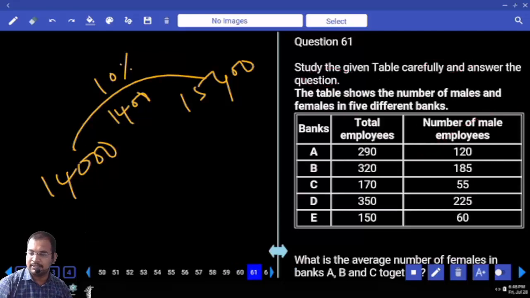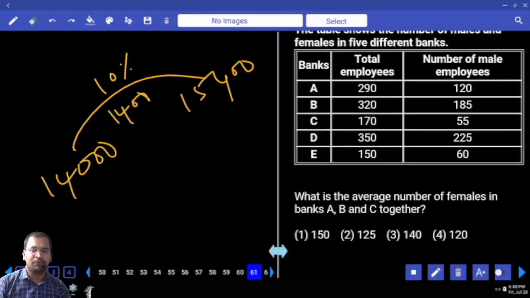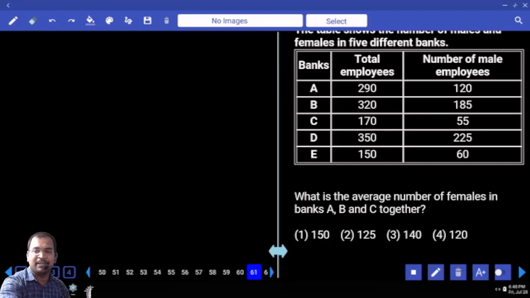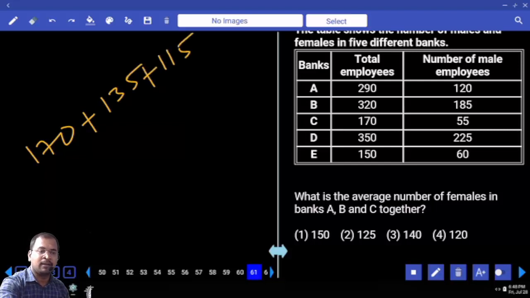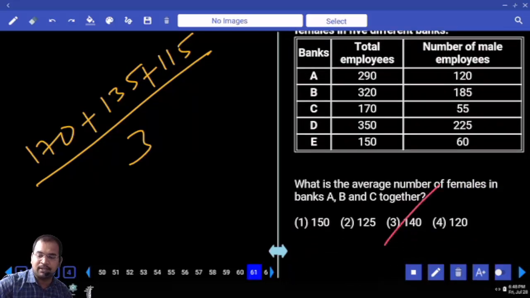DI they given. Yes. So, the table shows the number of male and female in 5 different banks. Okay. Total number of employees they given. Total number of male employees they given. So, if you subtract male from total, then you will get female. See the first question. What is the average number of females in banks A, B, C together? Bank A. Difference. How much? Tell me fast. 170. Bank B, 135. Bank C, 115. Plus 135, 250 na? 250 plus 170, 420. 420 by 3, 140. Your answer is 140.